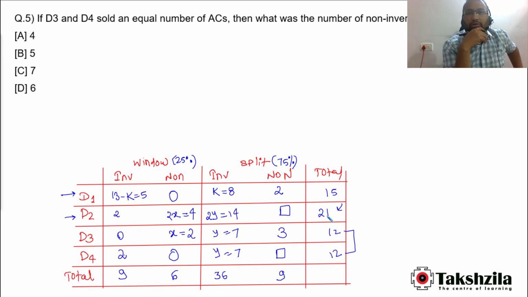Then what was the number of non-inverter ACs sold by D2? So this number will become how much? Let's have a look at it. This number will become 1. So what was the number of non-inverter ACs sold by D2? That is equal to how much? 4 plus 1. The answer of this question is 5. This is how we can solve this set.